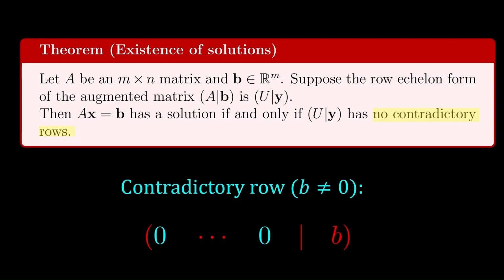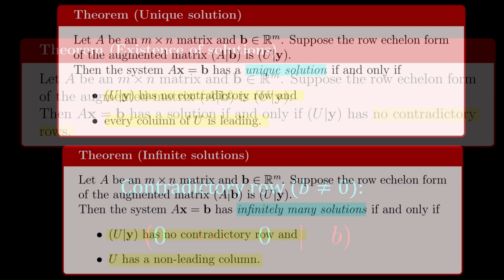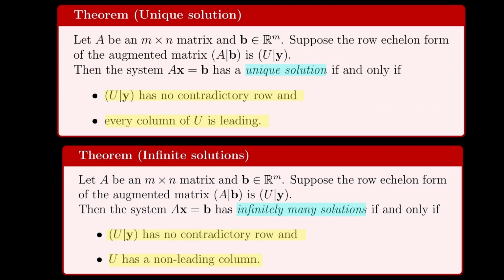We're not going to actually prove this today. We're going to take it for granted because this video is going to get too long. We're just going to focus on the unique solutions and infinitely many solutions theorems. We begin with the unique solution theorem. So we want to prove that if you have no contradictory rows and you have all columns leading, at least in the row echelon form, then you have a unique solution.